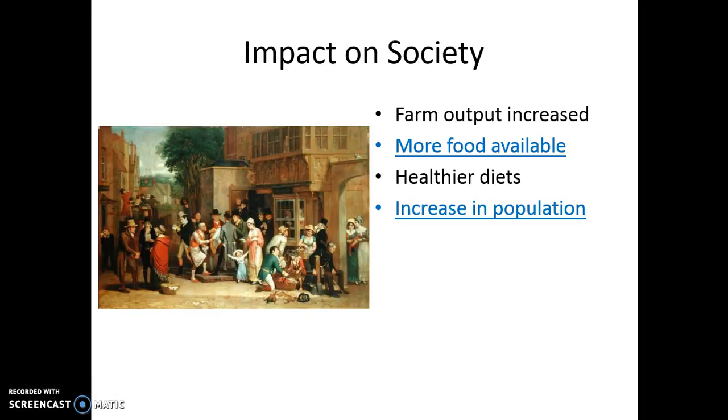The agricultural revolution had a very important impact on society in Great Britain. As a result of this revolution, we see more output from farms, so more food will be available, and people will also lead healthier diets. They'll be well fed and they'll get the nutrients that they need. This leads to an increase in population as well.